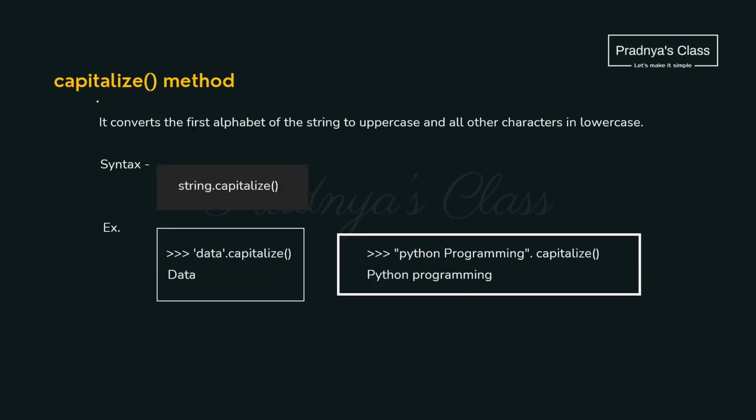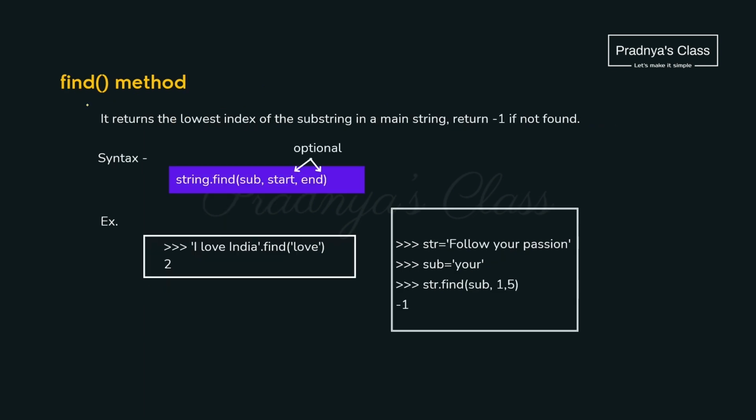Here is one more method, that is capitalize. It will convert the first alphabet to uppercase. It will not touch the other characters. Look at the example. We applied the capitalize method on the string data, so only the first character or the first letter got capitalized. It's time to move ahead and discuss another method.